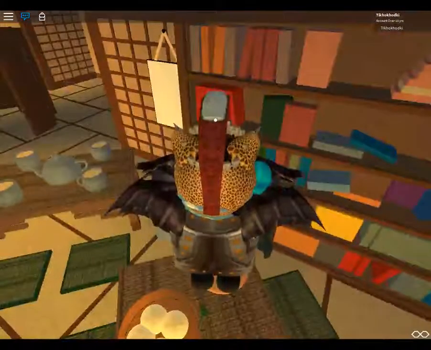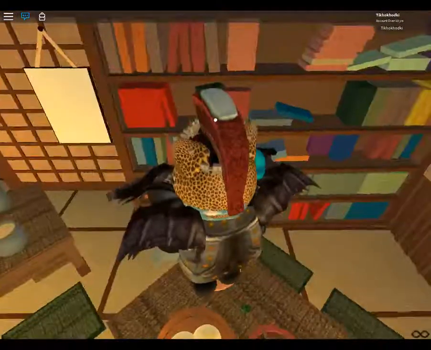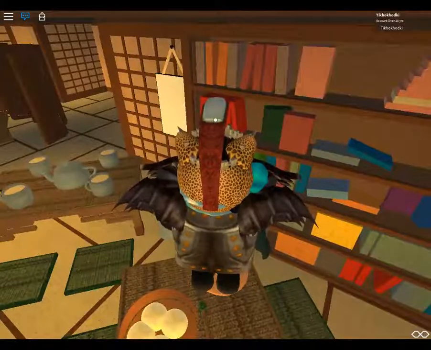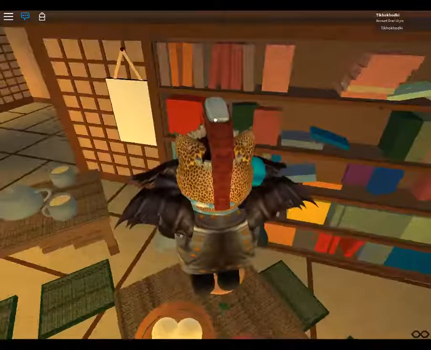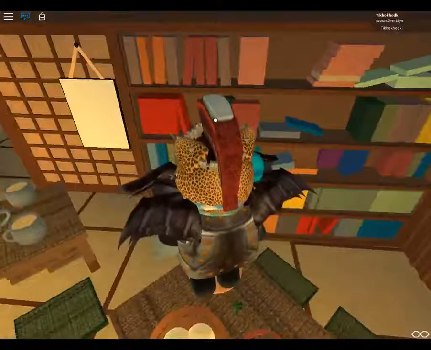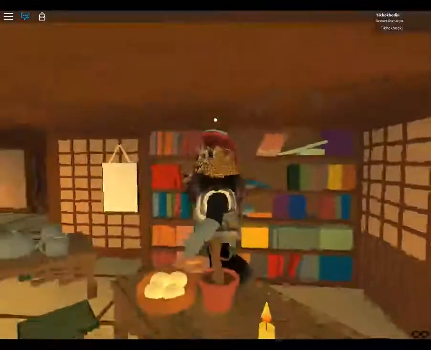Blue. Ao. Or you can say aoi. Some of them are adjectives as well. You can say ao, or you can say aoi. Same as red. Aka or akai. Aka, akai. Akai hon. Aka no hon. Midori no hon. Hon is book.